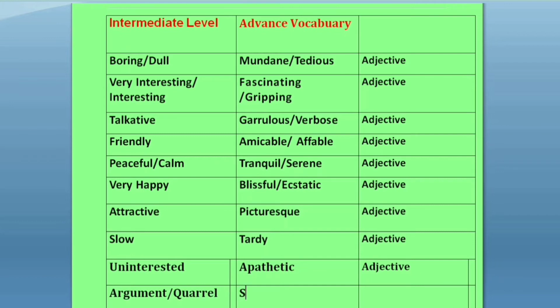And at last, we have the word argument or quarrel. So instead of that, we can use the term squabble or row. Let me pronounce it again. It's row and squabble. So the word squabble can be used as a noun as well as a verb.